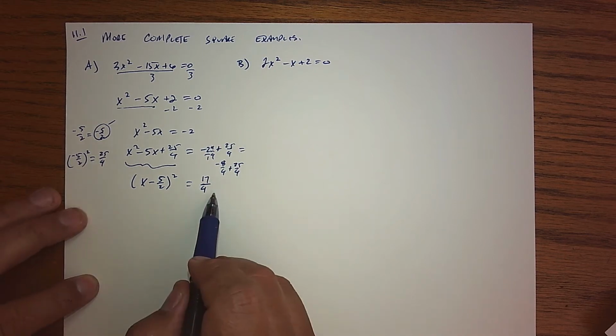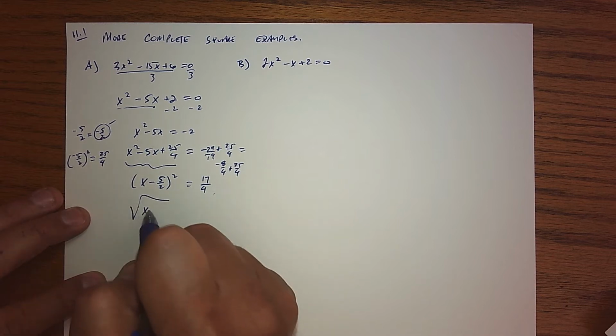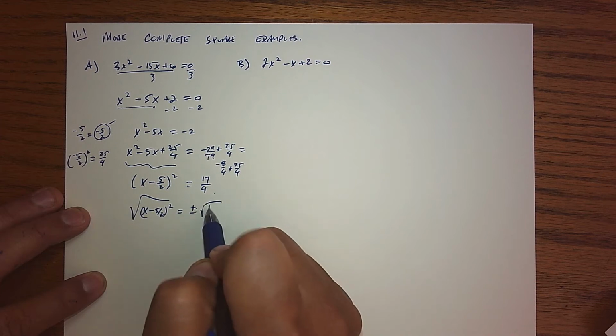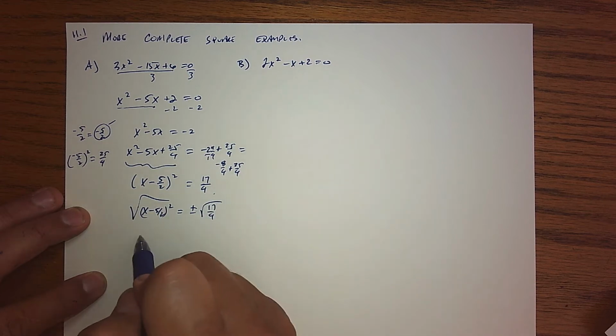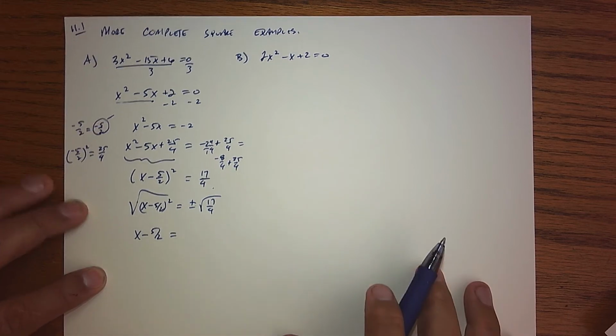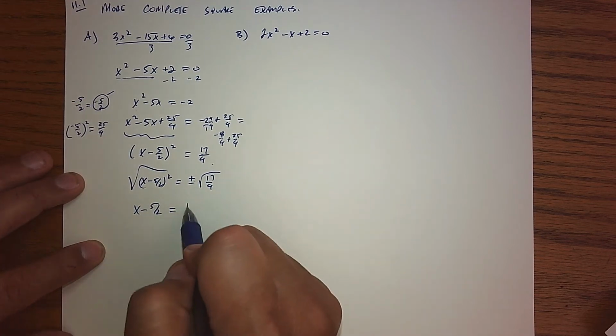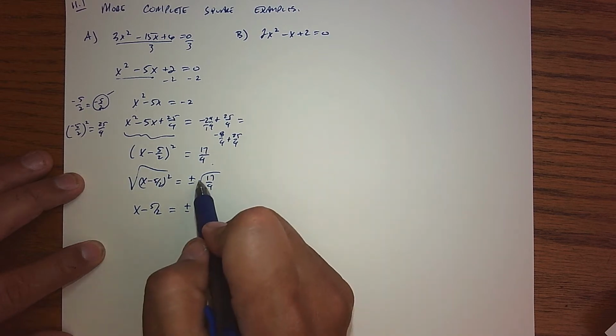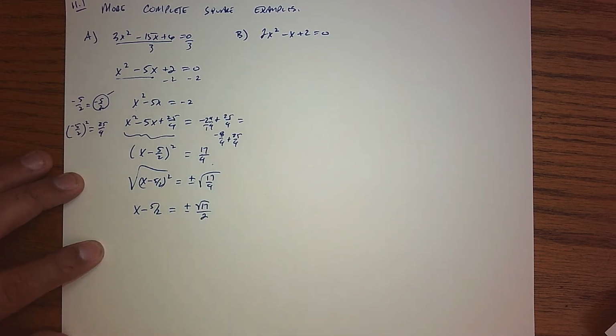We can use the square root property finally, right? So I'll apply the square root to both sides. That introduces a plus minus. Over here, everything clears out and we're left with x minus 5 halves. And meanwhile, on the other side, we have plus or minus the square root of 17 on the top, and the square root of 4 is 2 on the bottom. So that would be all we can do with that.